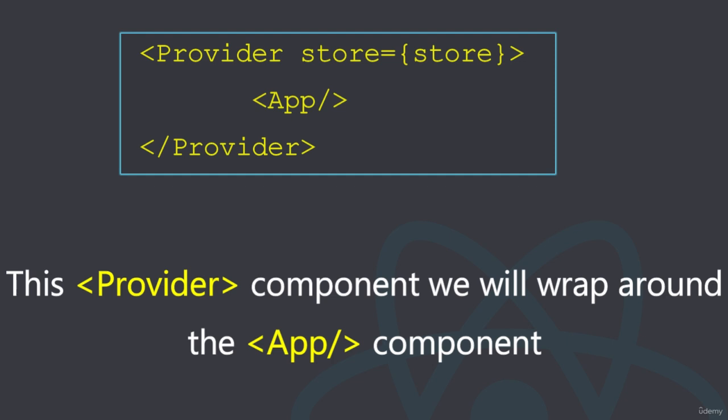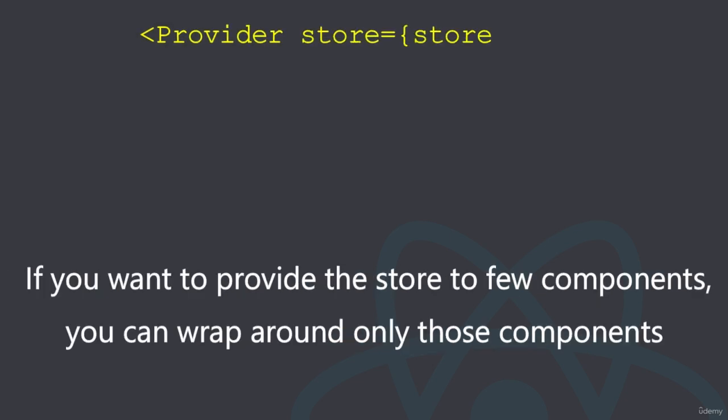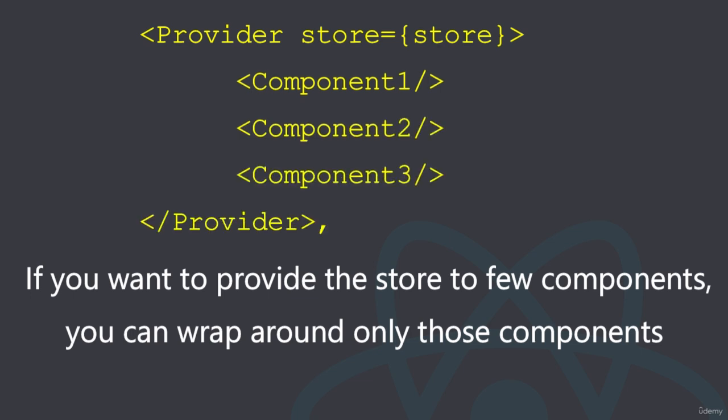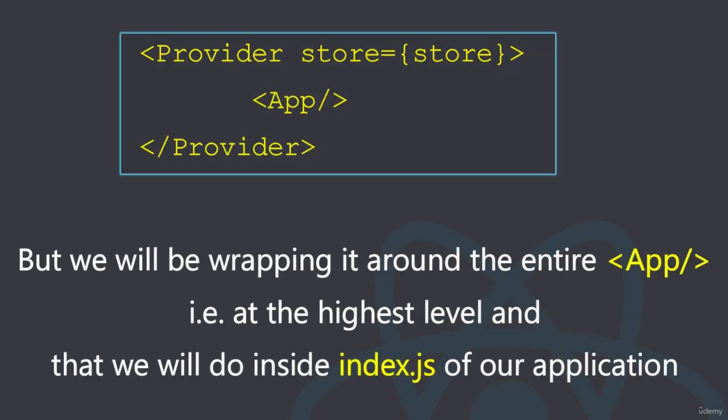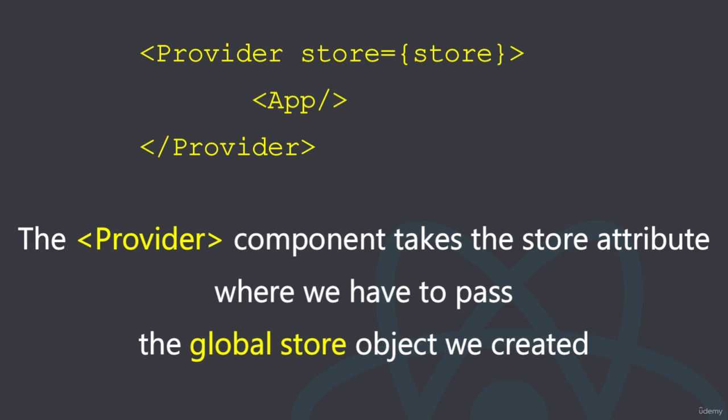So this Provider component we will wrap around the App component. If you want to provide the store to a few components, you can wrap it around only those components. But we will be wrapping it around the entire app, that is at the highest level, and that we will do inside the index.js of our application. The Provider component takes the store attribute where we have to pass the global store object we created.